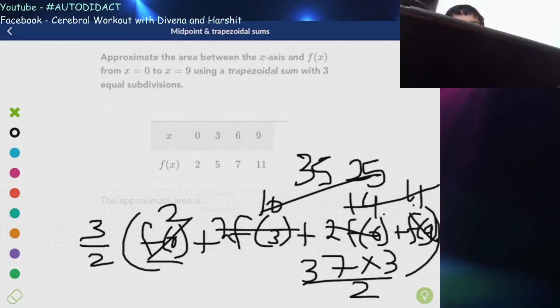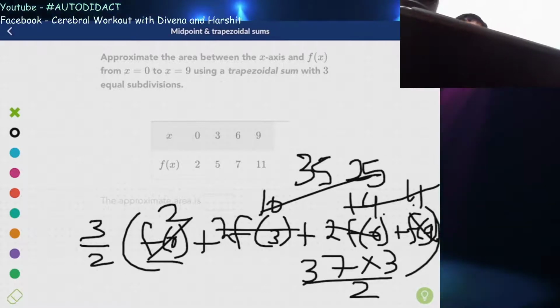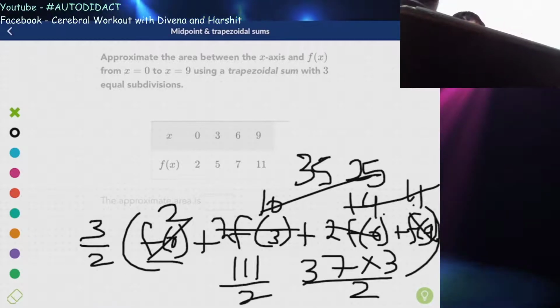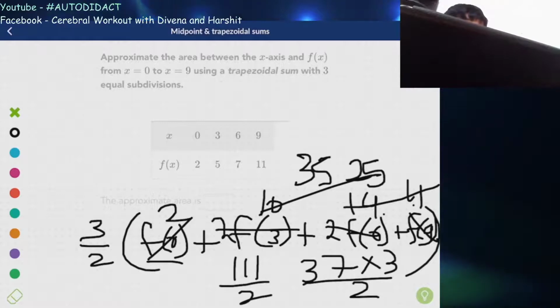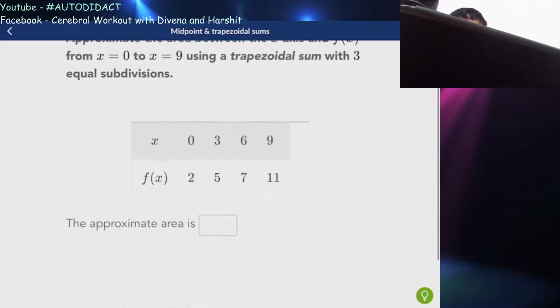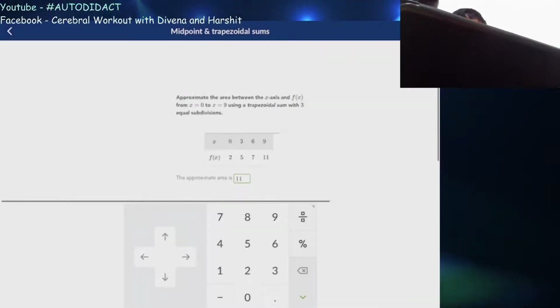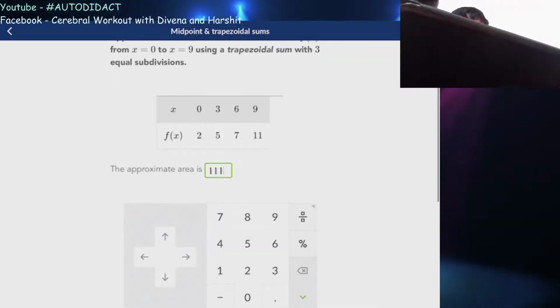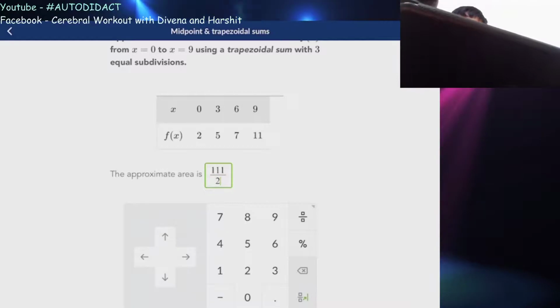So what is this equal to? What is 37 times 3? 37 times 3 is equal to 111. So this is 111 divided by 2. Let's just write 111 divided by 2. So let's check our answer.